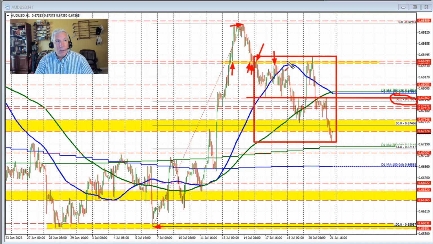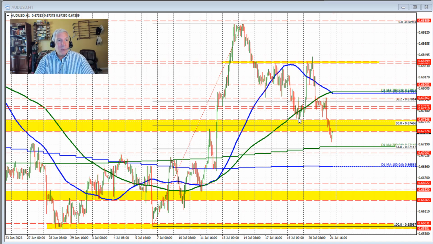We fell to the new low here, bounced up and found resistance against the 100-hour moving average. That gave the market the go-ahead to push further to the downside. The price traded above and below the 200-hour moving average, but above the 50% retracement level. On Wednesday's trade, the price couldn't get below that level, and we started to see a rotation to the upside.